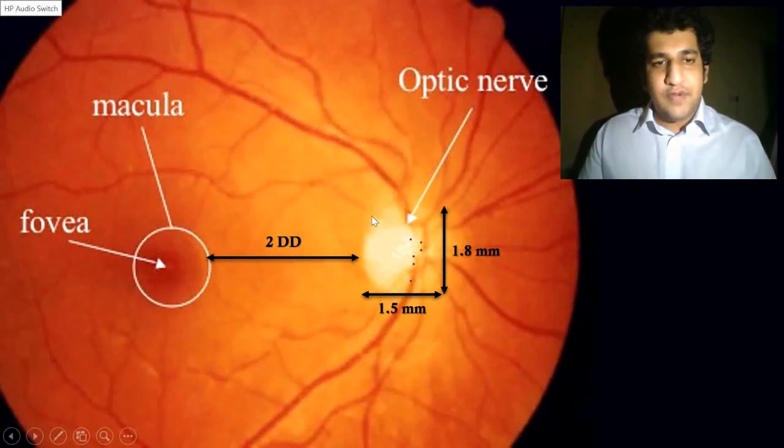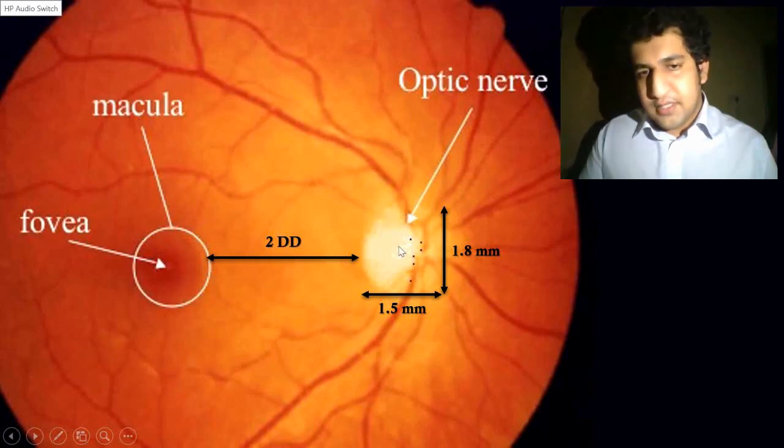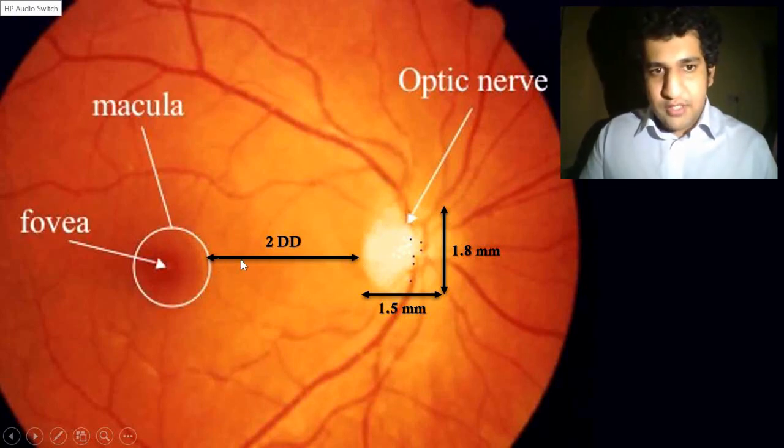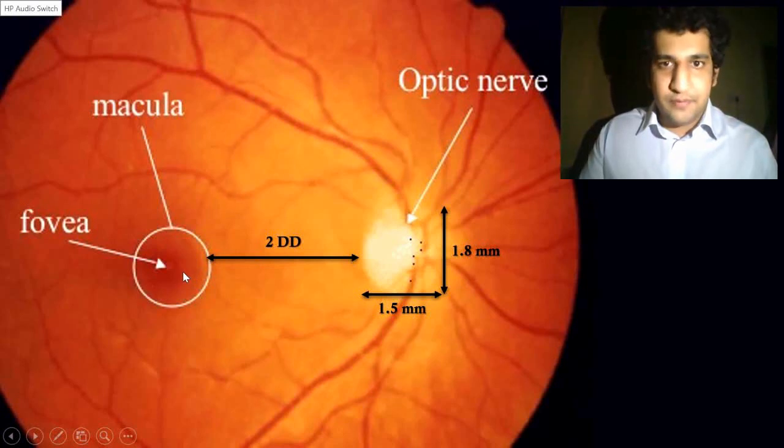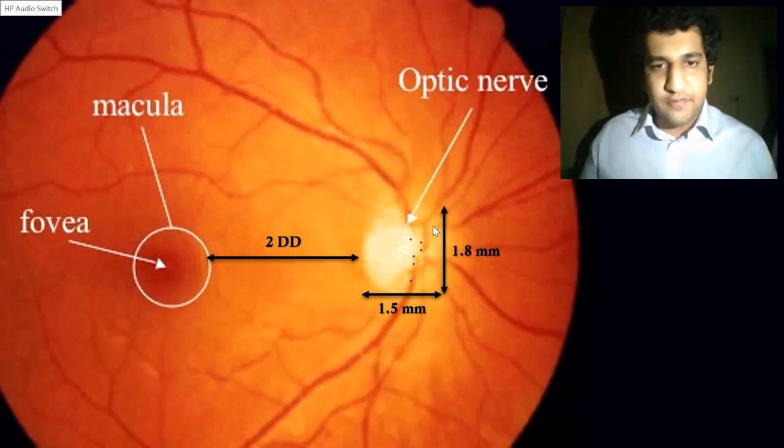Now, when it comes to fundoscopy, measurements are in terms of the disc diameter. So if you want to see how far the macula is from the optic disc, if the optic disc is, say, this wide, the macula is roughly twice that width away from the optic disc. So it's 2 disc diameters away from the optic disc. Since the optic disc is nasal, the macula is going to be 2 disc diameters temporal to the optic disc. We spoke about the measurements already. Now, this is typically the picture of the fundus that you will be seeing.